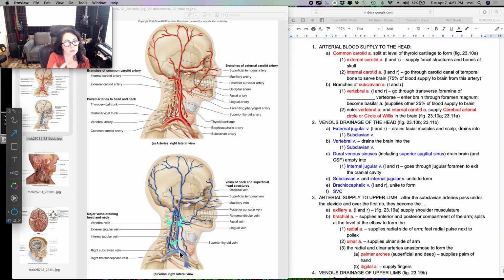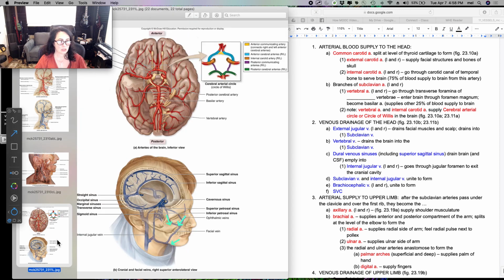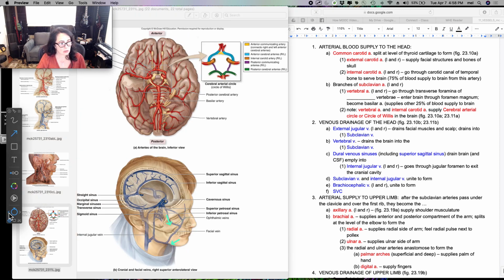But what we're going to have to do is look inside the head a little bit to find all of those dural venous sinuses. Ultimately, though, they're all going to dump into the internal jugular vein. So let's show you a couple pictures, and then I've got an animation for you guys that just sort of puts it all together. Okay, so let's see where these are going to go.